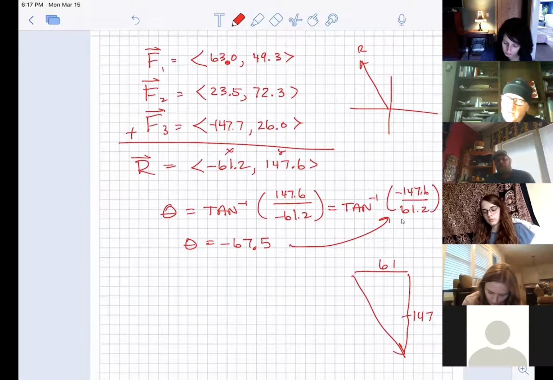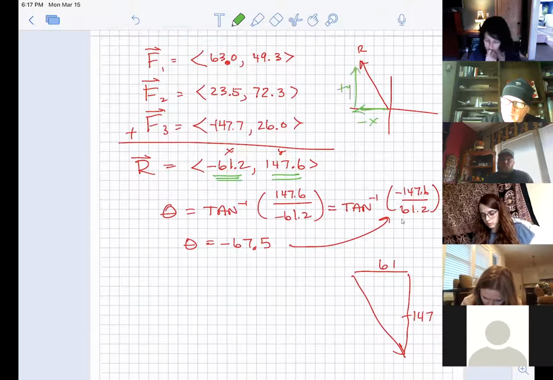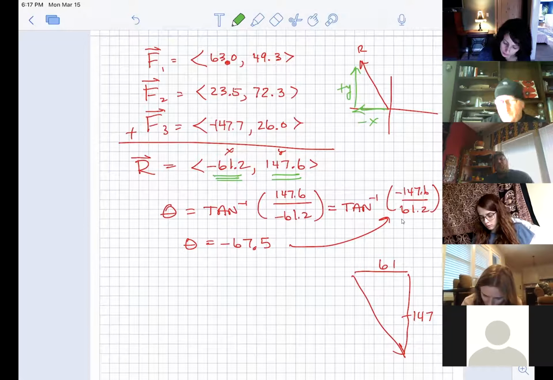Notice you don't have to draw the picture. Take a look at what we said our answer was. Doesn't it have a negative X and a positive Y? I didn't have to draw the picture to know where that was. A negative X and a positive Y puts me over there in the second quadrant. And so, my note on my note sheet: danger, you've got to think about that a little bit.